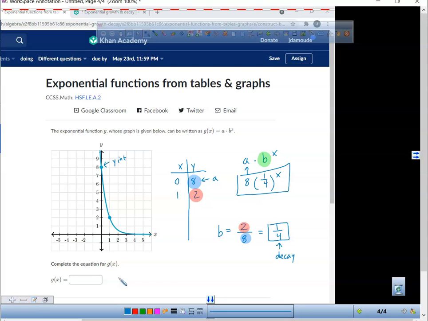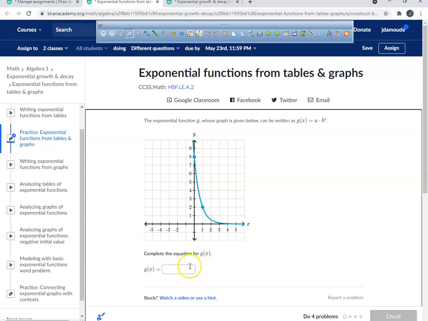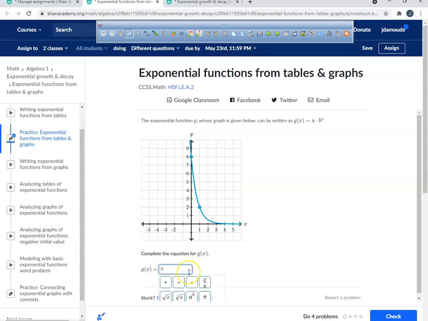So our initial value is always going to be your y-intercept. So whatever this point is right here, that's going to be your a value. And to find your b value, take this number, divide it by the previous number, and that gives you your b value. So you have an 8, parentheses, 1 divided by 4, close parentheses to the power of x.